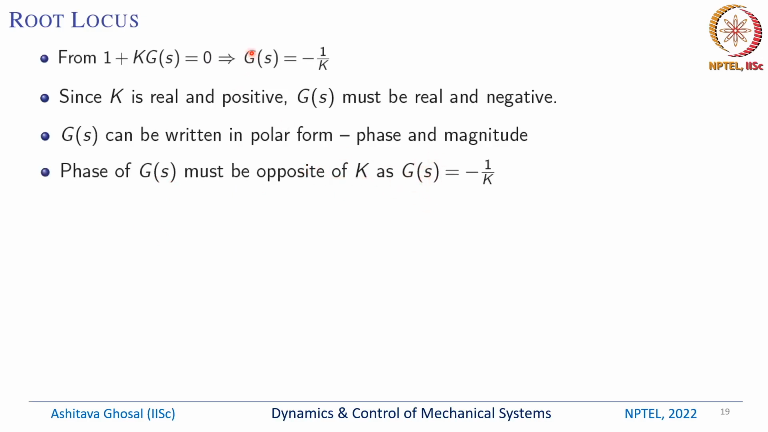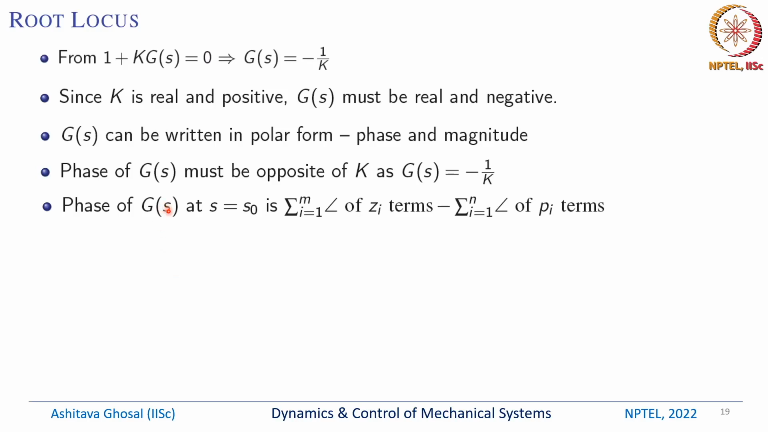The phase of g of s must be opposite of k. Since g of s is equal to minus 1 by k, this is a negative number, and k is a positive number. So the phase of g of s must be opposite to that of k. So the phase of g of s at some arbitrary point s will be equal to the angle made by the zi terms minus the angle made by the pi terms. Because what is g of s? G of s is (s plus z1) into (s plus z2) and so on, divided by (s plus p1) into (s plus p2) and so on all the way till pn.